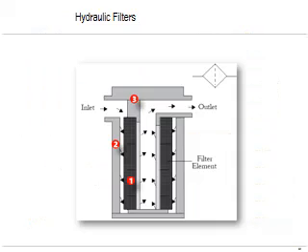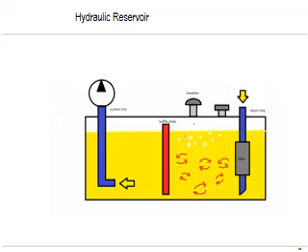Then the hydraulic filter. What is the working principle of a filter? A filter is nothing but a device that cleans the oil of contaminations. The oil enters on the left side, goes inside, then goes outside. The oil is filtered in the filter element. This is the fluid reservoir, which is nothing but the storage of fluid. The fluid goes out by the pump and then goes to the actuator.